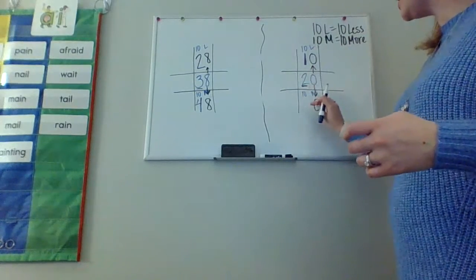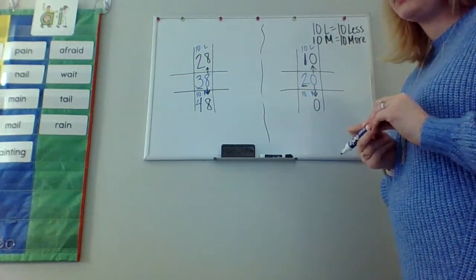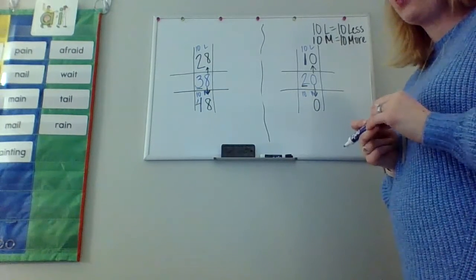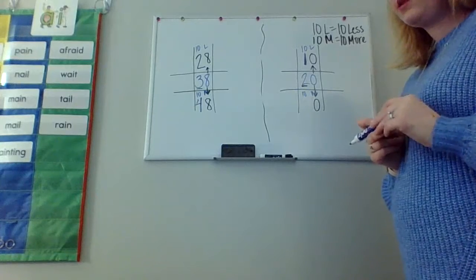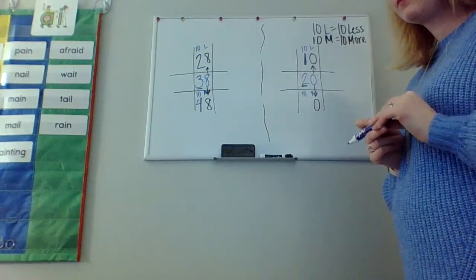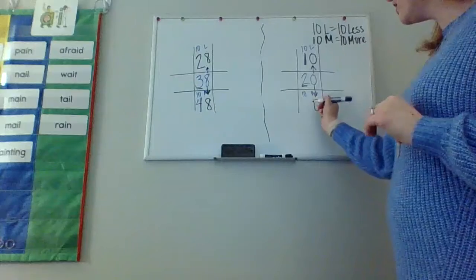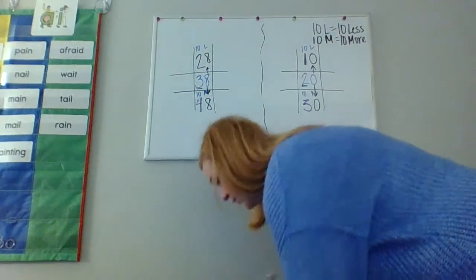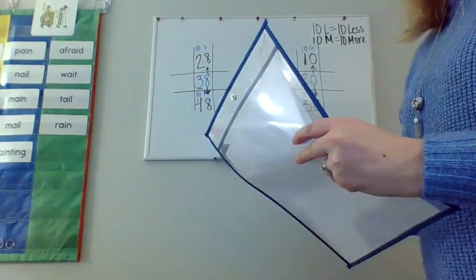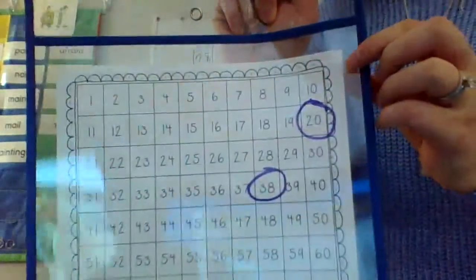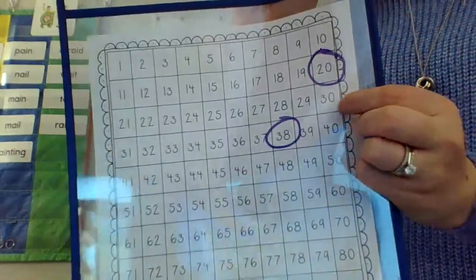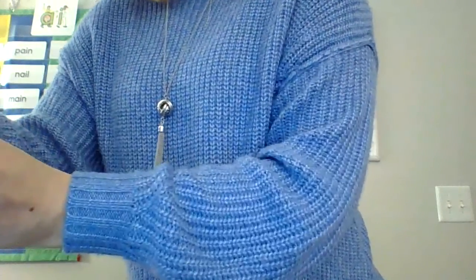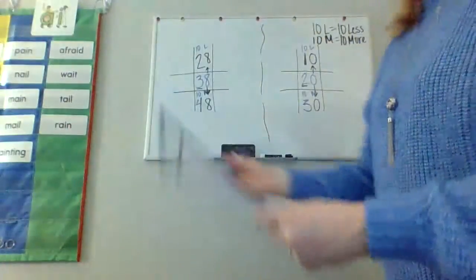Adding 10 to 20 is what? What's 10 more than 20? 30. 30, right. 10 more than 20 is 30. If I found 20 on my board, 10 less is 10, 10 more is 30. Okay?